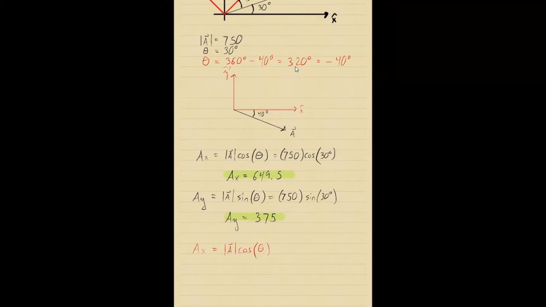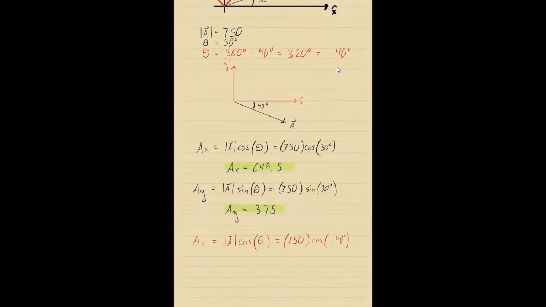So we could either use 320 degrees, like I mentioned. We can start from the x-axis and go all the way around until we hit our vector A. Or you can use minus 40 degrees. We can start at our positive x-axis and then go clockwise, which gives us a negative theta. So we can use either one. I'll use minus 40, because why not? This is going to be the magnitude, which is 750 units, times cosine of minus 40 degrees.